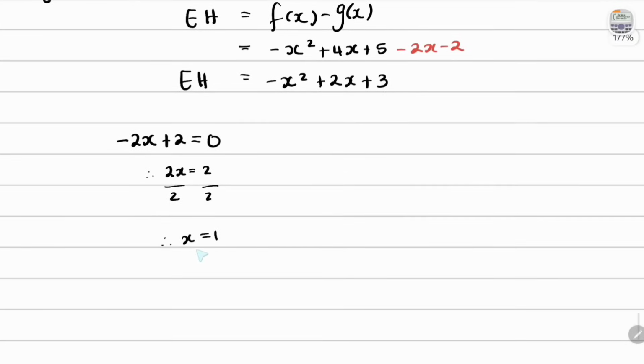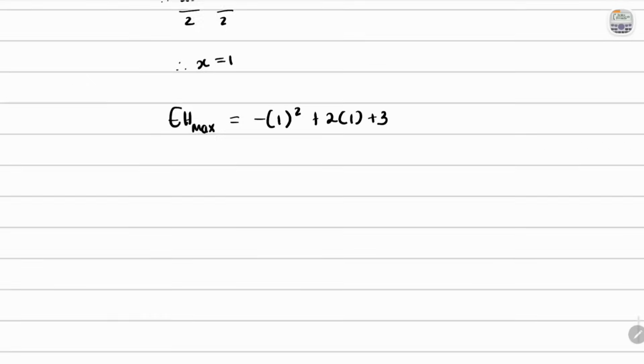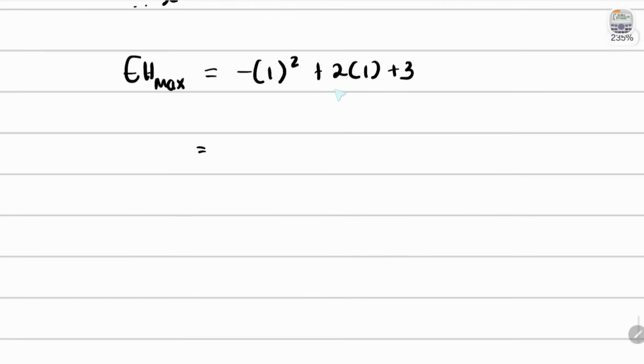So we now know the x value at which it's a maximum. We have to take that and substitute it into the equation of EH so we can find out the actual length, the actual maximum length. So the maximum of this is going to be negative 1 all squared plus 2 times 1 plus 3. Okay, so this is equal to, and these together give you 5.